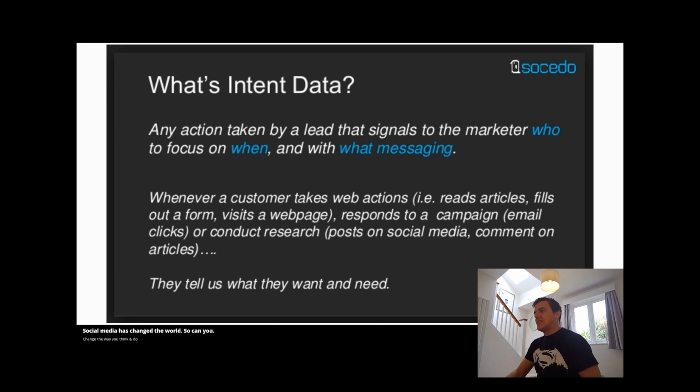So what do we mean by intent data? Well, this is a slide lifted from Sodesto, and as we can see, it's anything that we do online signals intent. And in this situation, they're talking to marketing teams, so this would be marketing qualified leads or sales qualified leads. But actually, as we move into the world of social selling, this is as important for sales reps as it is for marketing teams. So things like websites.